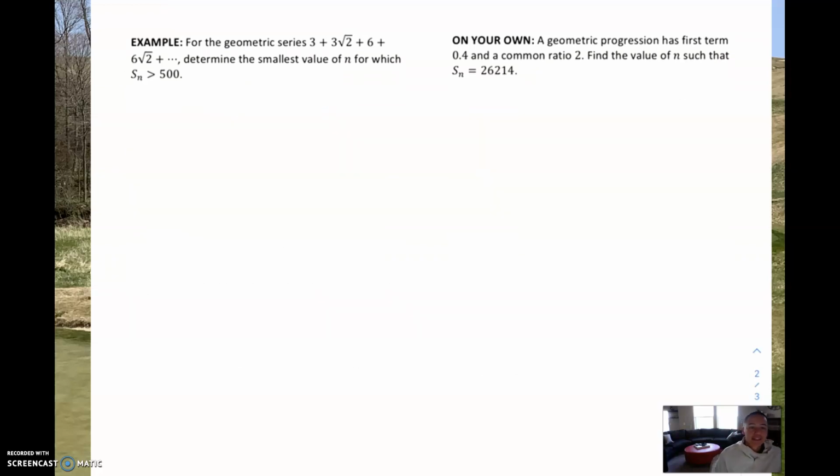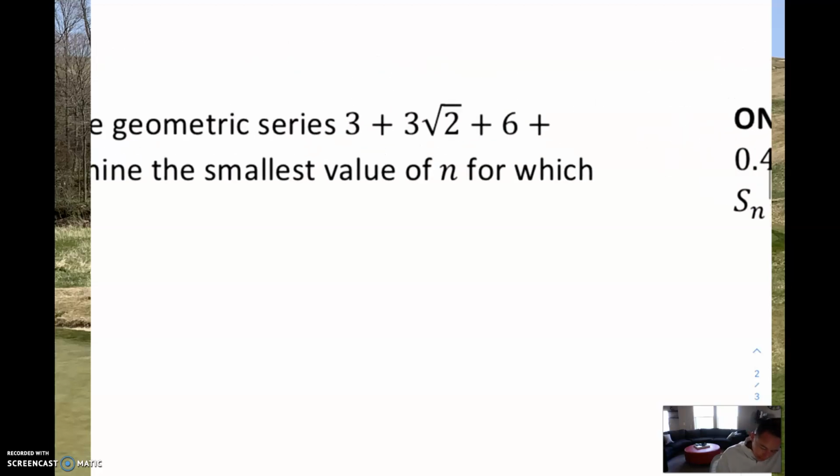Okay, on to the last example. We have this geometric series and it might look a little bit more scary. Don't be scared by these square roots. So we got 3 root 2, 6, and 6 root 2. It's geometric, and let's show why it's geometric.